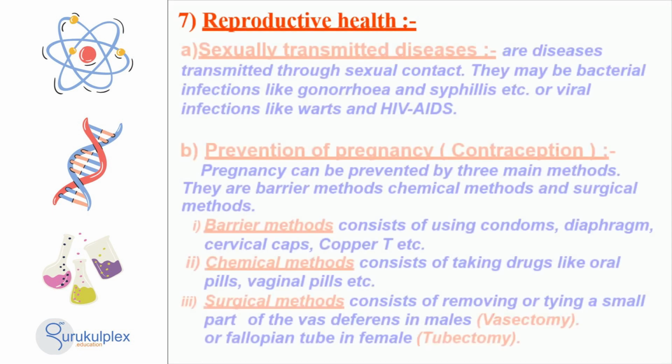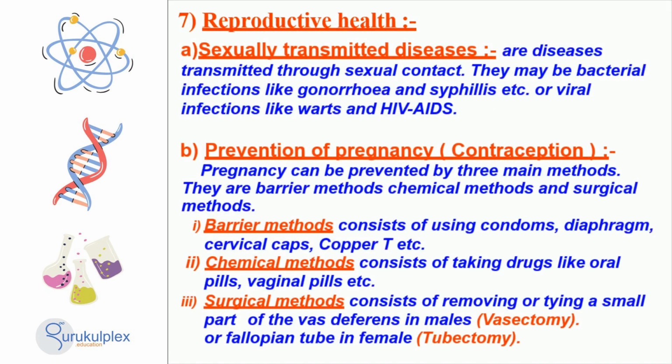Reproductive health is an important issue with various repercussions. Sexually transmitted diseases can pose a severe health hazard. To reduce the chances of unwanted pregnancies, there are various methods available such as barrier, chemical, and surgical. Barrier methods could be using condoms, diaphragms, cervical caps, or copper tees. Chemical methods involve taking oral and vaginal pills.